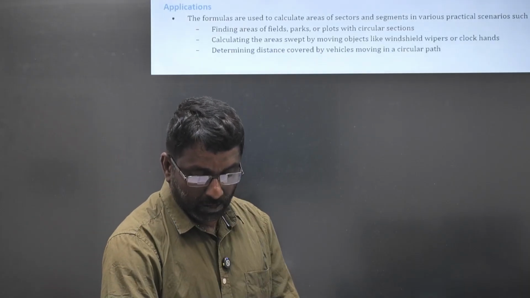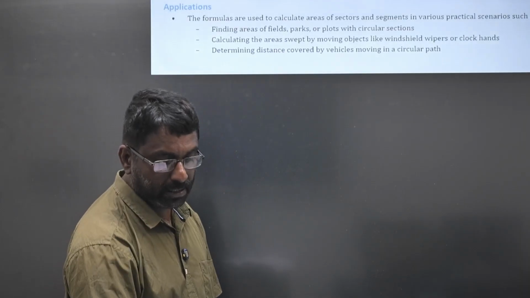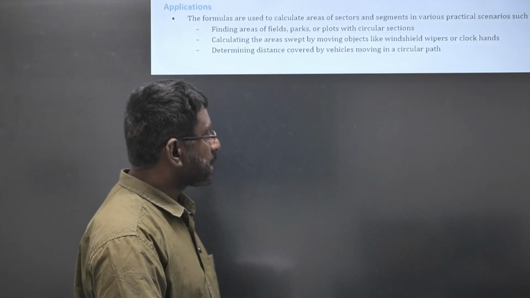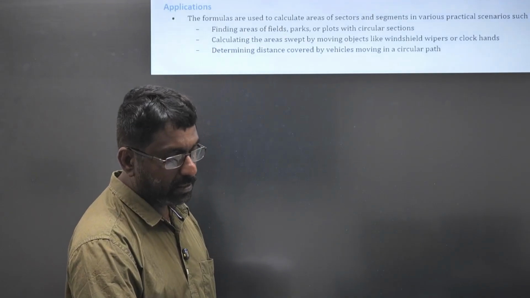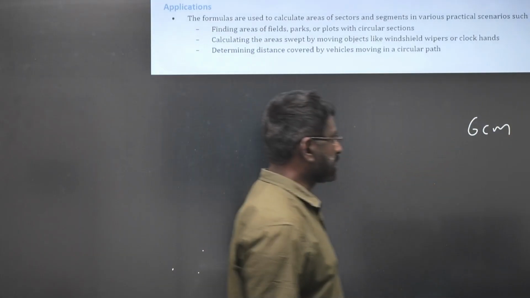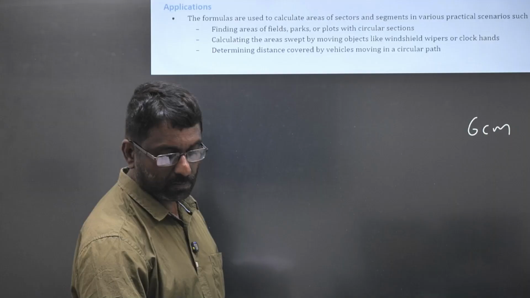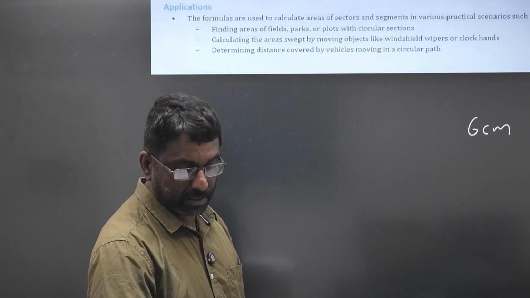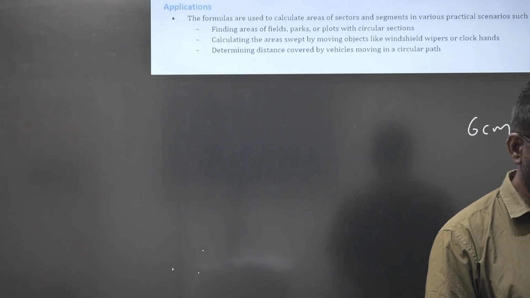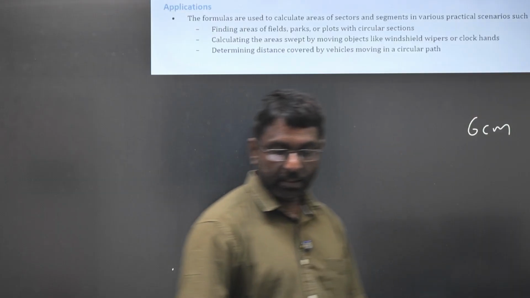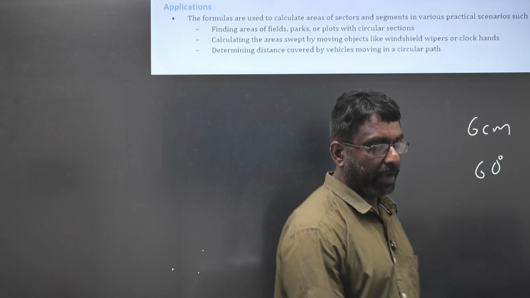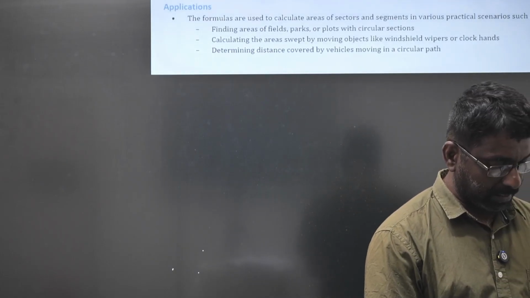First question, find the area of a sector of a circle with radius 6 centimeter, if the angle of the sector is 60 degree.